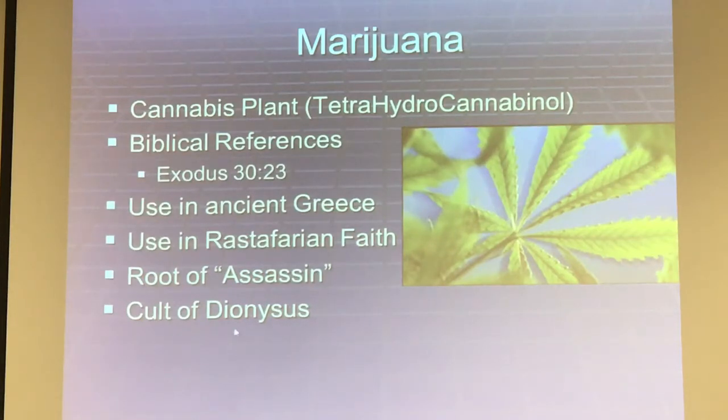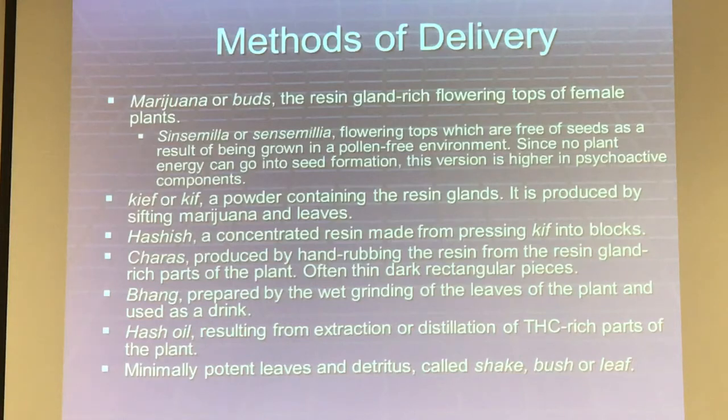And also the cult of Dionysus in ancient Greece. Dionysus was one of the Greek gods, the Greek god of wine and fertility and lots of other things. And the cult of Dionysus, one of the things they did was they ingested and burned marijuana at various rituals. So ways that you can get it into your system. Marijuana is most concentrated, the THC is most concentrated in the resin gland-rich flowering tops of the female plants. And so that's what generally is purchased and what is used for processing and whatnot. Now, the whole plant does contain amounts of THC and CBD.